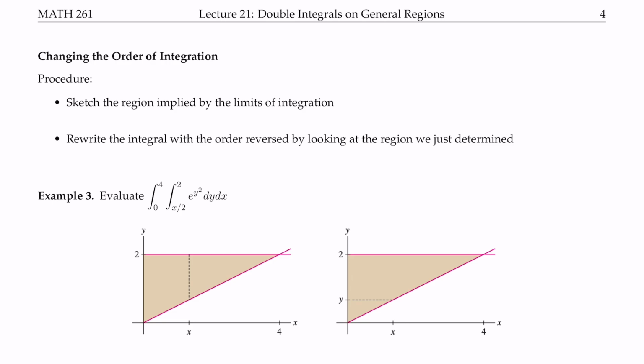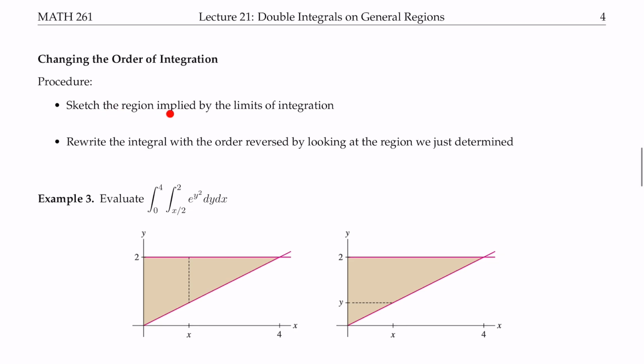Now we want to switch the order of integration such that we want to evaluate the integral of the function with respect to x first, and then with respect to y, and see what's going to happen. And the procedure for that is, we want to sketch the regions implied by the limits of integration, and then we write the integral with the order reversed by looking at the region we just determined in the first step.